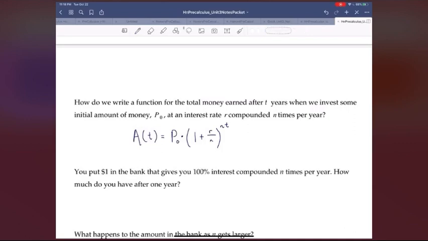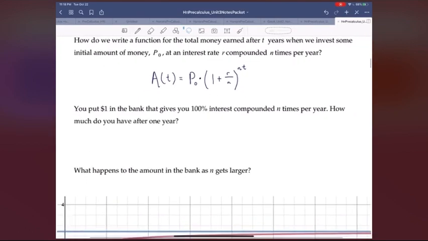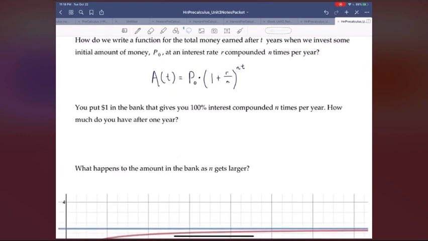So this is a formula that gives us a way to calculate the value of the investment if we know the number of times we're compounding, the interest rate, and the number of years. So let's use this idea in the following way. Let's say you put $1 in the bank that gives you 100% interest compounded n times per year. And we want to know, how much do you have after 1 year?